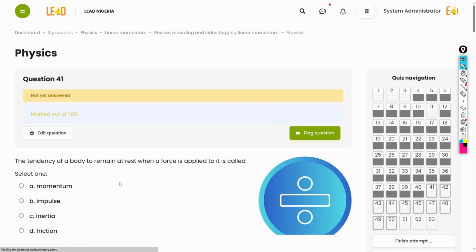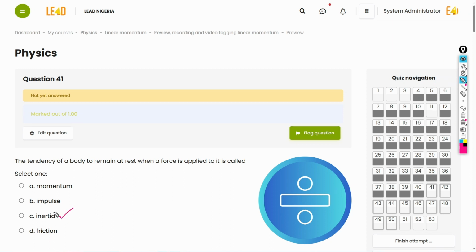Okay, 41. The tendency of a body to remain at rest when a force is applied to it is inertia. Inertia is a body's internal resistance to change in motion. Newton's first law states that a body will remain at rest or continue to move at a constant speed unless you apply an external force to it. So a body's insistence on not changing its initial state of motion is called inertia. It's an internal property of the body.